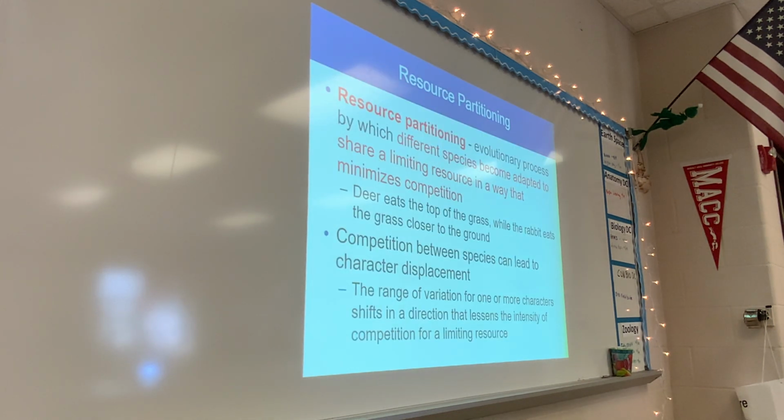Really. There's also something called resource partitioning, where different species become adapted to sharing a limited resource in a way that minimizes competition. A way to think of this is that a deer will eat the top of the grass, and a rabbit will eat the grass closer to the ground. So it's the same resource, but they are eating different parts of it because they're partitioning it differently so that they can still get the grass. Another way to think of it is a plant will have its roots spread out so that they're still getting nutrition, but they're getting it from different places within the soil. Resource partitioning. Same resources, different places.